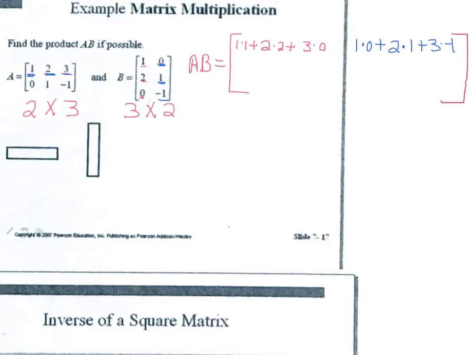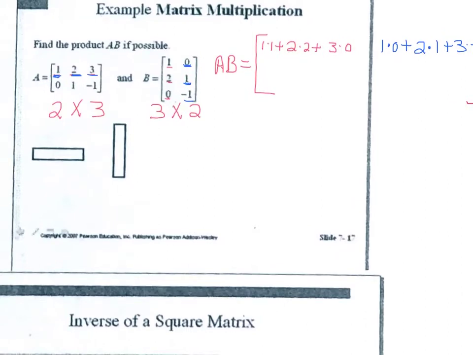Next, I'm going to go ahead and multiply second row, first column, okay, like that. So 0 times 1, and then 1 times 2, and then negative 1 times 0. Now the next one, row 2 with the second column. That's right.